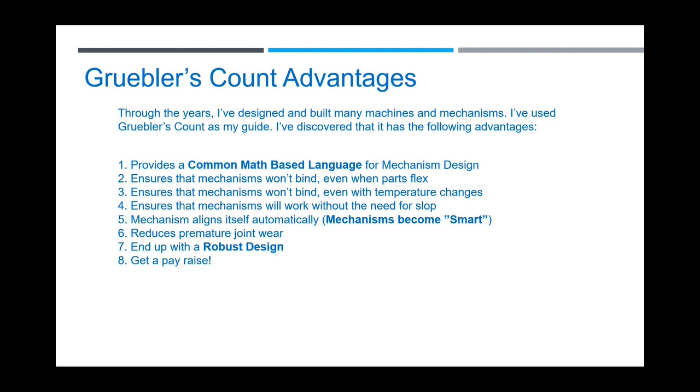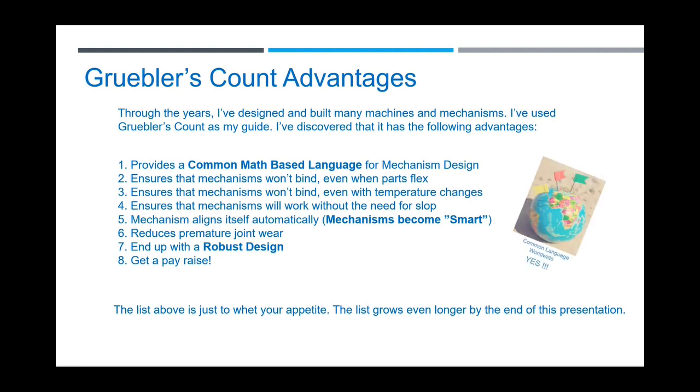So how does it know? It just knows. As smart as the thermos. It's just like your mechanism when you design it. And then it also reduces premature joint wear, and you end up with a very robust design. And Brian may ask me to put in for a pay raise. Okay, so this is just a small part of the presentation. There's going to be more stuff on the advantages of using Gruebler's count.